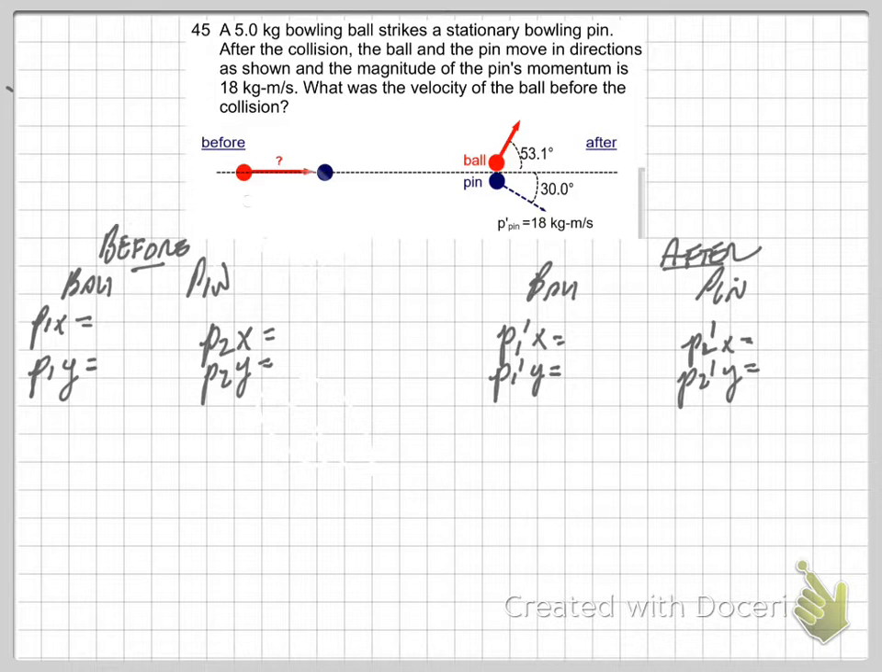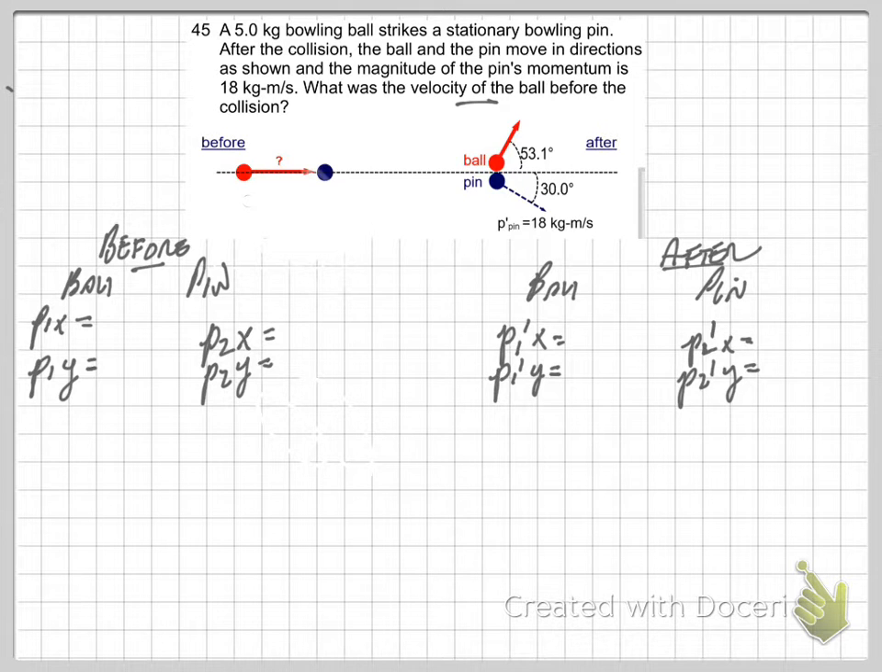Okay, number 45. A 5-kilogram bowling ball strikes a stationary bowling pin. After the collision, the ball and the pin move in the direction as shown, and the magnitude of the pin's momentum is 18 kilogram meters per second. What's the velocity of the ball before the collision?